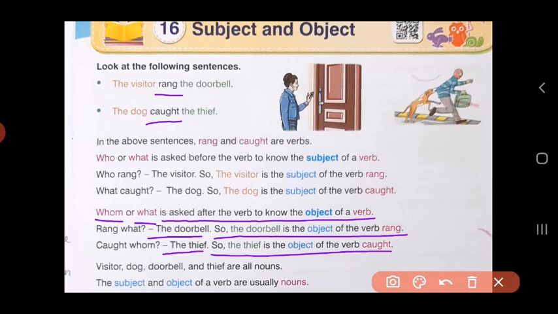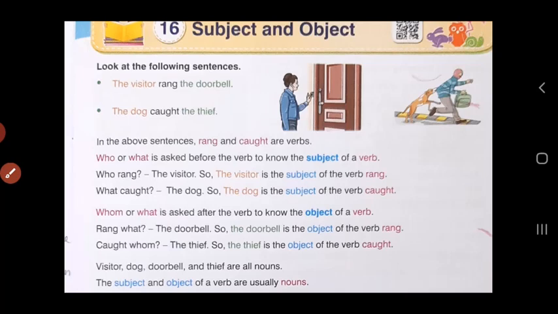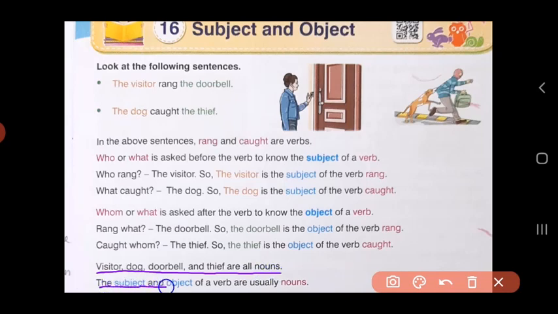So remember, for object, ask the questions whom or what after the verb, and the answer that you get becomes the object of the verb. Visitor, dog, doorbell and thief are all nouns. So subject and object of the verb are usually nouns.